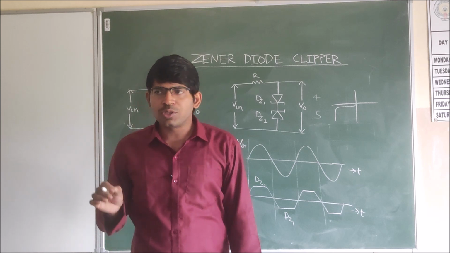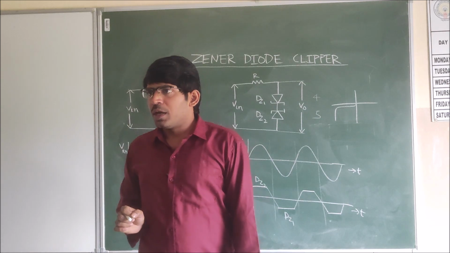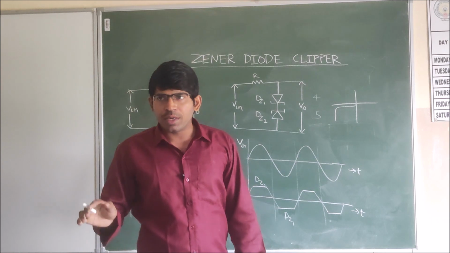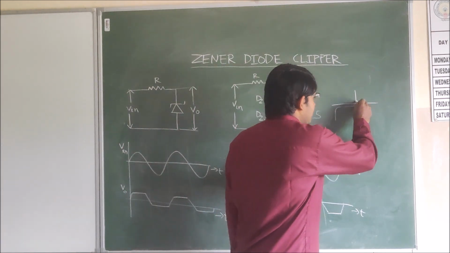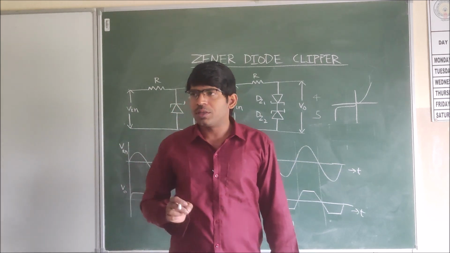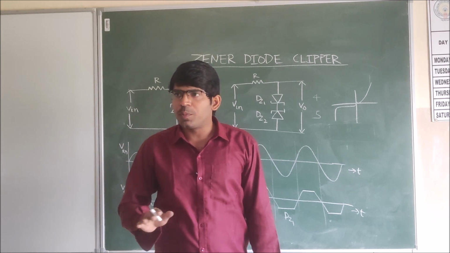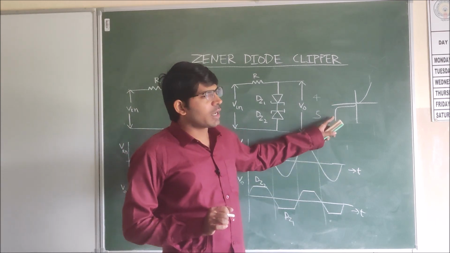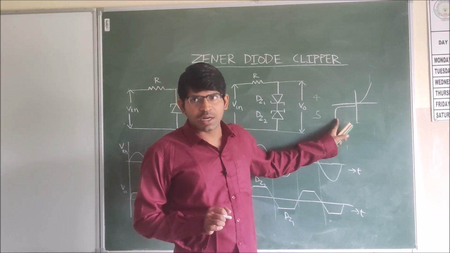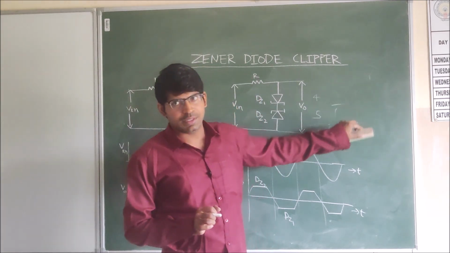Normal PN junction diodes, if we operate them after the breakdown region, will get damaged. But a Zener diode, in forward bias, will exhibit normal PN diode characteristics. In reverse bias, after the breakdown region, if you change the input voltage, the output voltage will not change, but the output current suddenly changes. So we say a Zener diode starts conducting after the breakdown region even if it is connected in reverse bias.